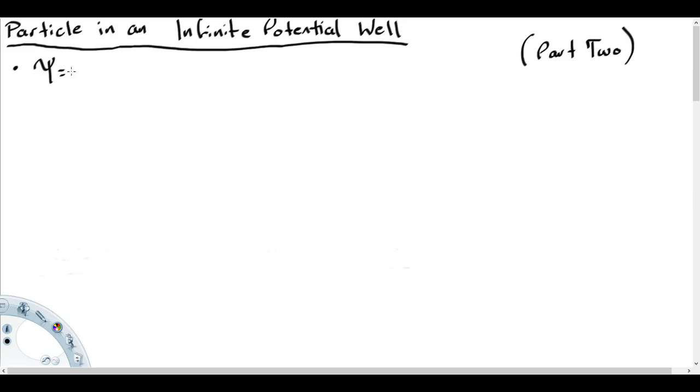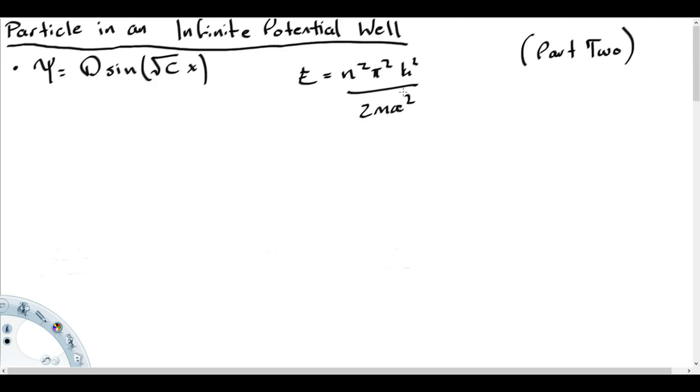So recall that I found the wave function to be psi equals D sine square root C x. The energy that was found in that video was E equals n squared pi squared h bar squared over 2ma squared. So this is the energy of a particle in an infinite potential well, and here n can be 1, 2, 3, and so on. So it could take on any integer value from 1 to essentially infinity, and this produces the corresponding energy for the particle in this system.